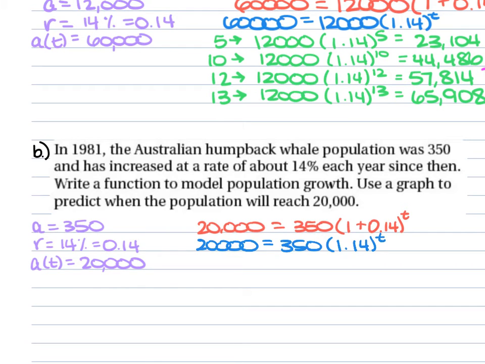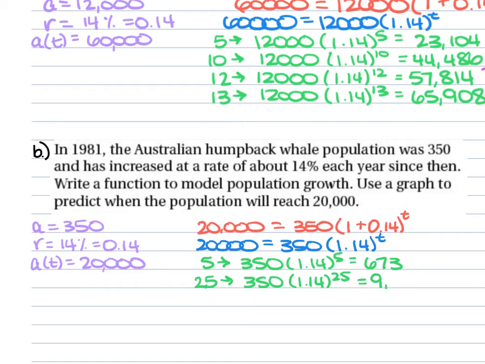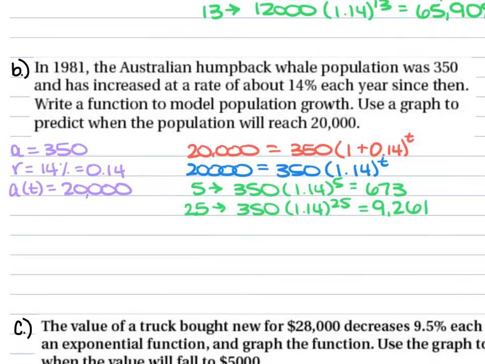So just like with the last one, I'm going to start with 5. I'm going to have 350 times 1.14 to the 5th power. That gives me 673. That's not a big difference, so I'm going to jump a good amount here. Let's try 25. So that's going to be 350 times 1.14 to the power of 25. If I type this into my calculator and simplify, I get 9,261. Still not where I want to be. I want to be double that.